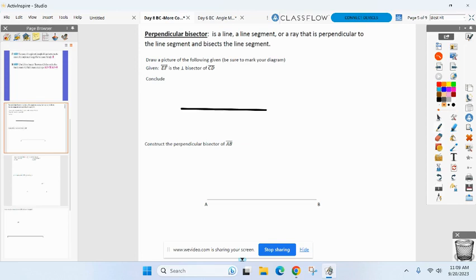How am I going to know it's a perpendicular bisector? I think you could add some markings on there for me, can't you? What are you going to put on for the perpendicular part? The right angle symbol. So make sure you got a right angle symbol. And what are you going to put on to show me it bisects?